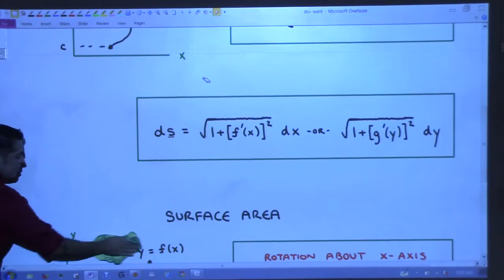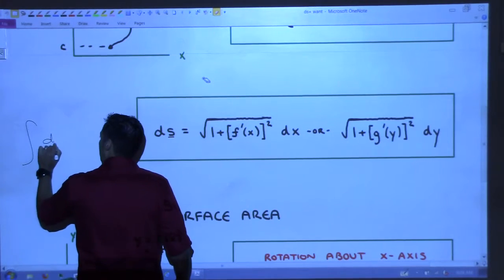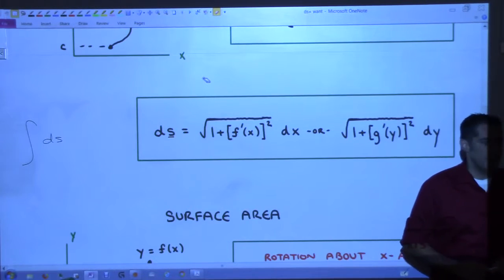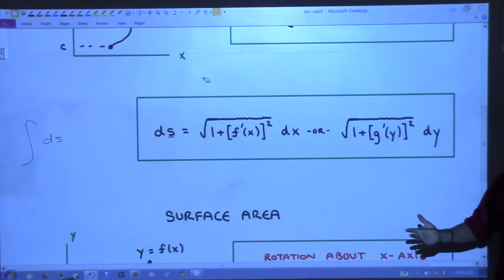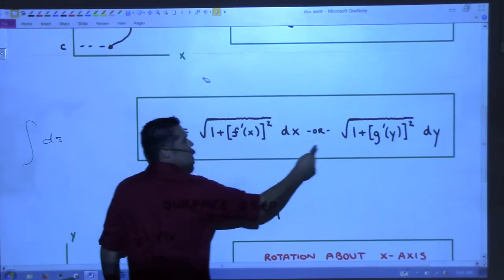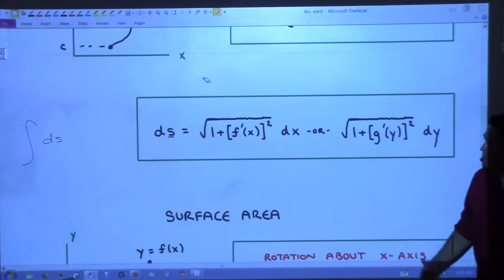So whenever you see something like we want to do an integral with respect to s, that means arc length. Does that make sense? Because this means you're either doing this or this in the integral, and both of those are arc length, okay?